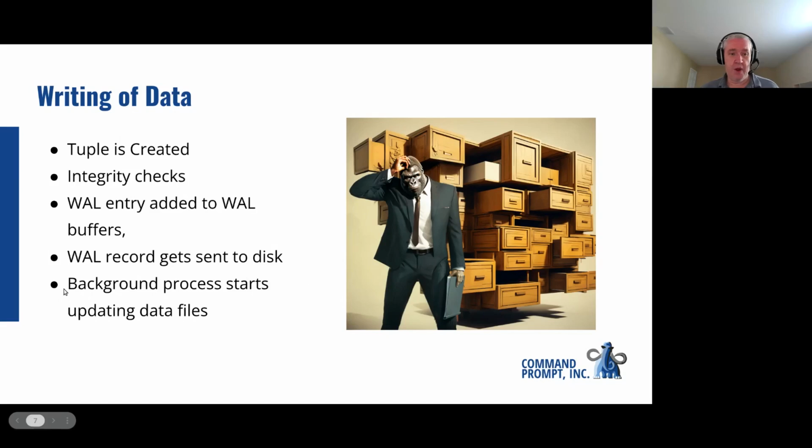And then over the next 5 minutes, an hour, depending on your settings, the background process will start updating the data files. So the actual data tables in Postgres don't get updated till a little bit later. And they happen generally as a background activity that keeps happening. So every single piece of data gets written at least twice.